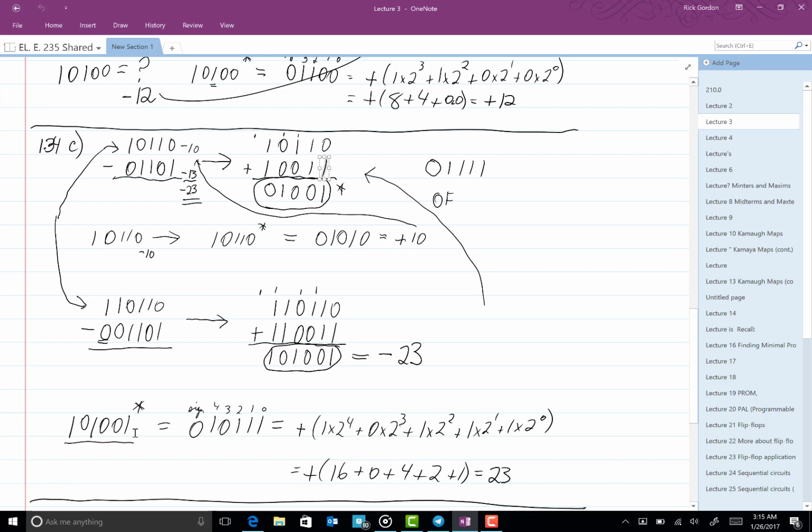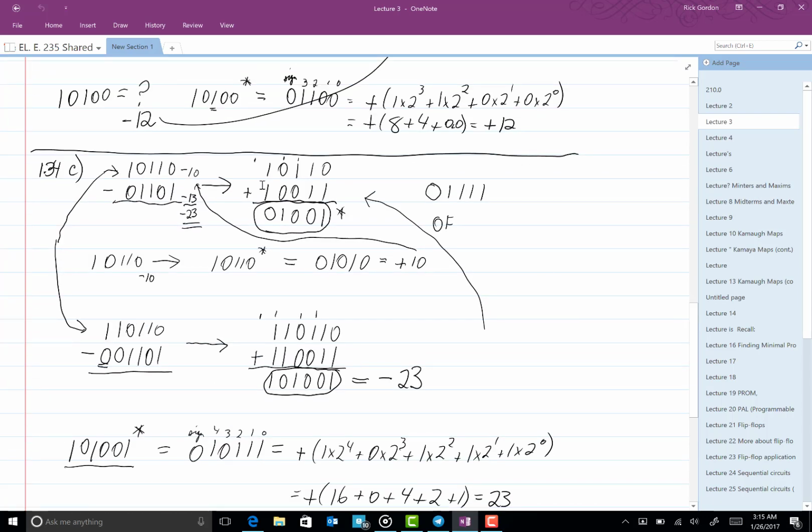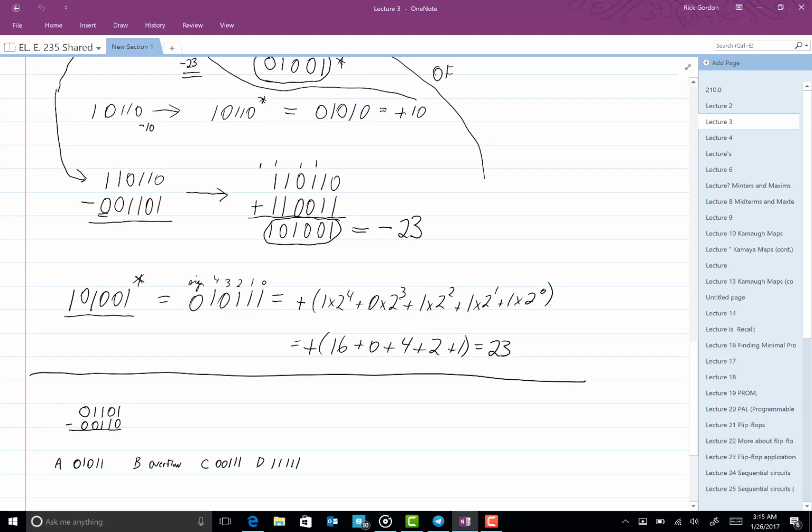The shortest way to write negative 23 as a signed binary number in 2's complement form is this right here. And notice that that requires 6 bits rather than the 5 bits that we have right here.